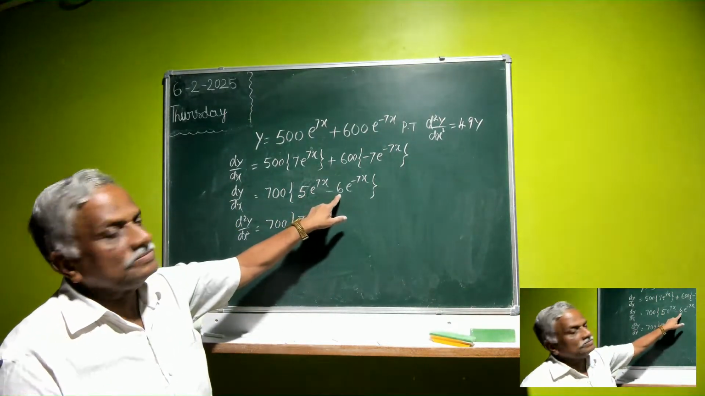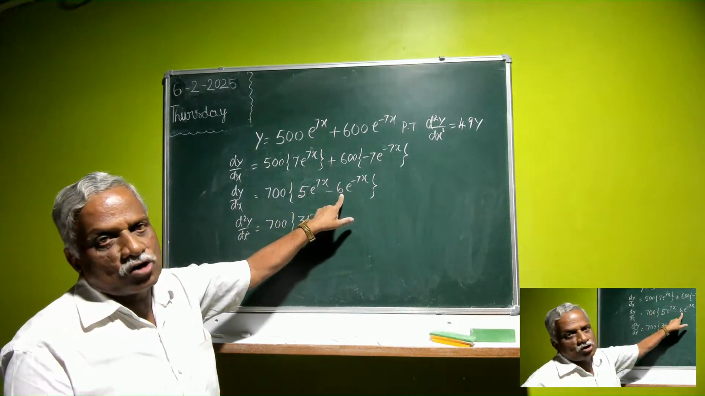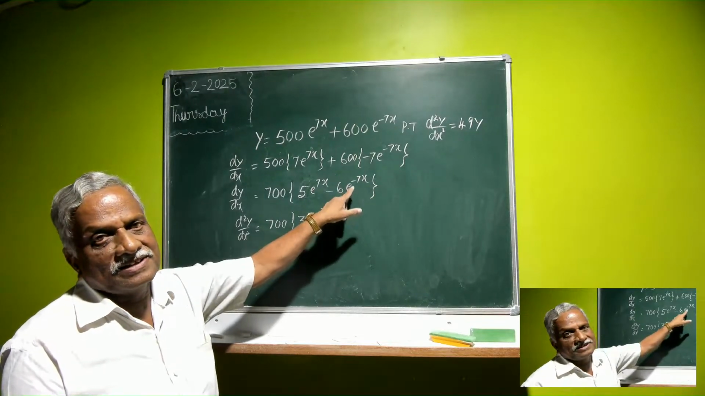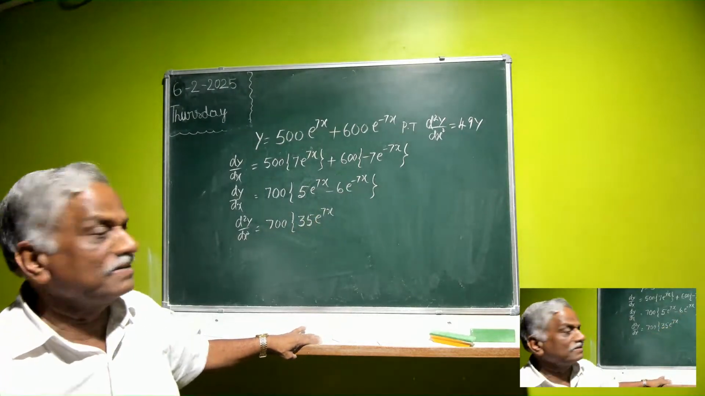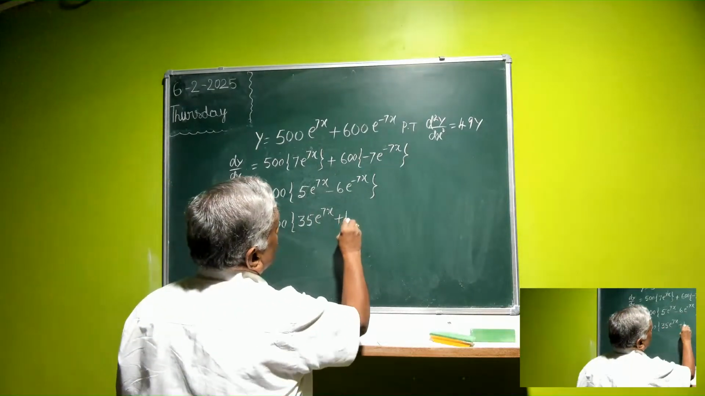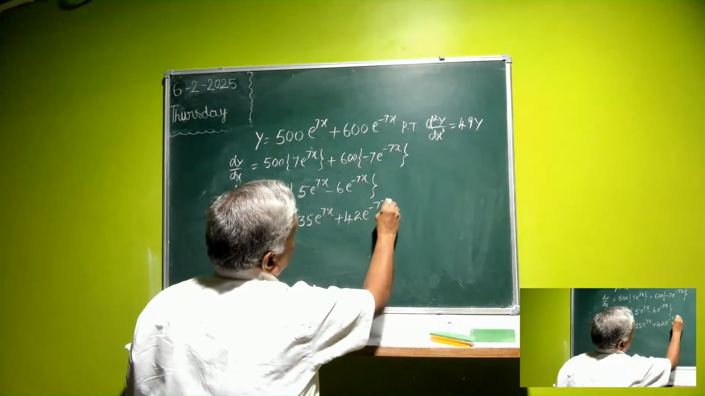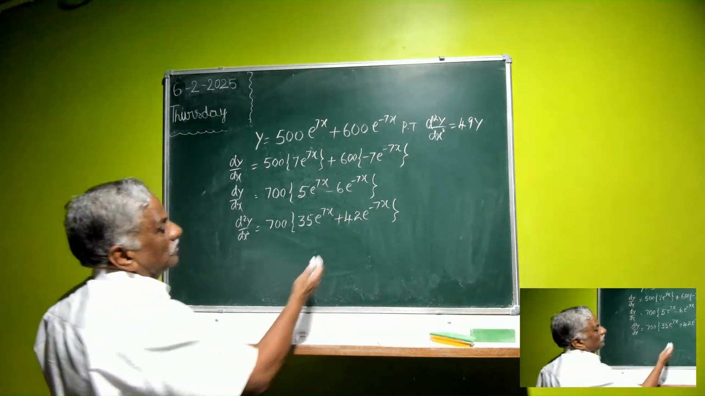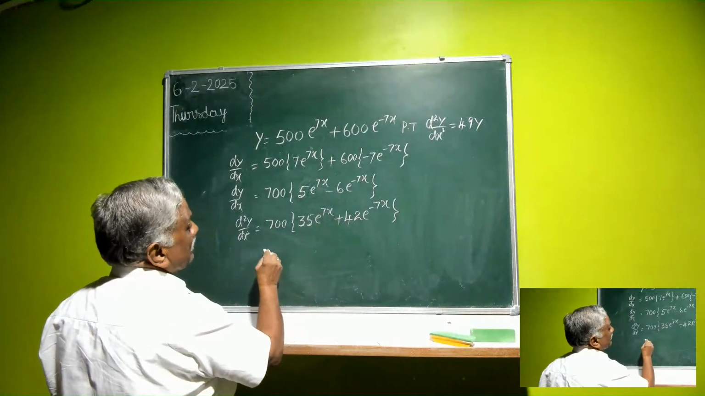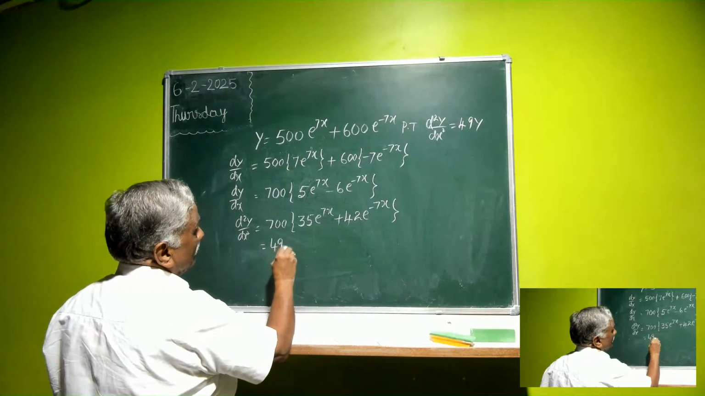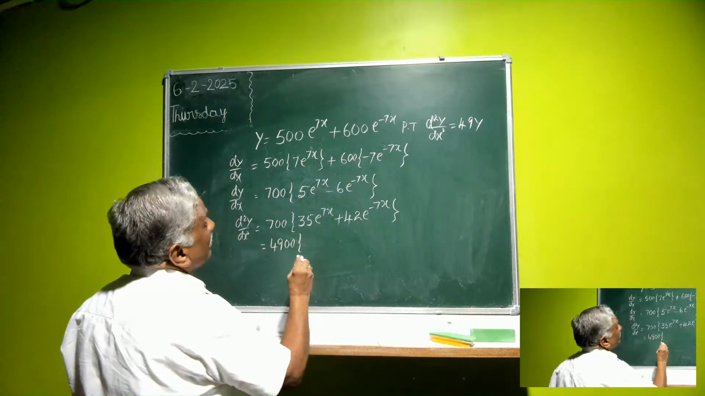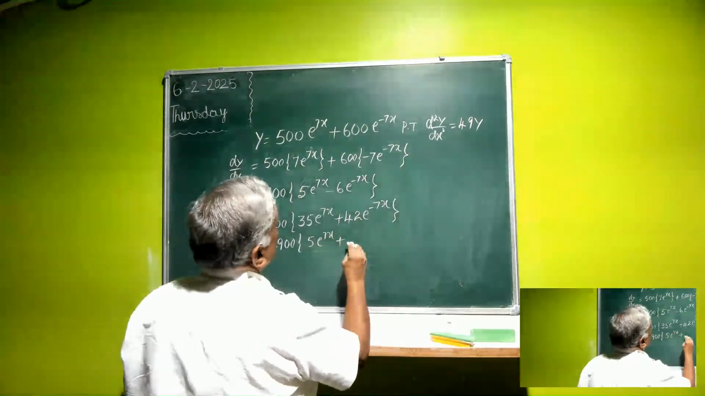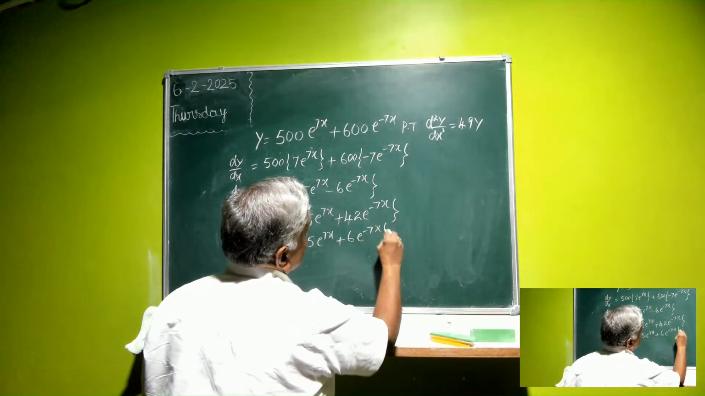And 6 is common because you have to keep it as it is. Keep 6 as it is. Differentiate e power minus 7x, you get minus 7. Therefore it is 42 e power minus 7x. Now, you can take 7 common between these two. So 4900 times 5 e to the power of 7x plus 6 e to the power of minus 7x.